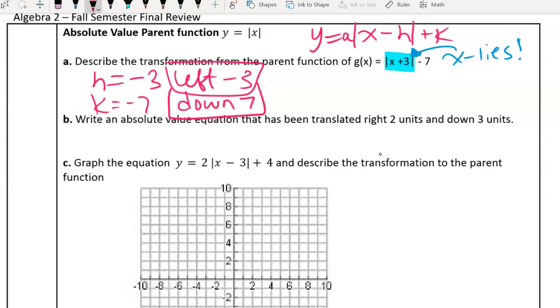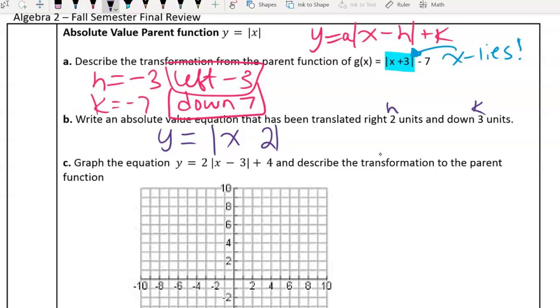Next, it says write an absolute value equation that has been translated right 2 units and down 3 units. So which letter moves right? A, H, or K? H, right? So we know that's going to be H. And which one moves down? Yeah, K. So we need to use that equation I wrote at the top. It doesn't say anything about getting wider or narrower, so we don't have an A value.